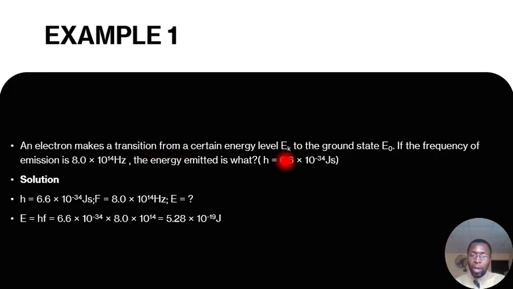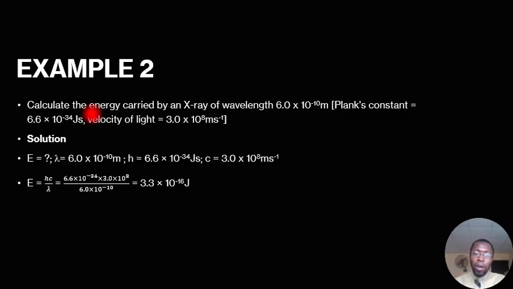Okay, so let's take another example. Here it says, calculate the energy carried by an X-ray of wavelength 6.0 times 10 to the power minus 10 meters. Taking Planck constant, that is our h, to be 6.6 times 10 to the power minus 34 joule-seconds, then velocity of light to be 3.0 times 10 to the power 8 meter per second.